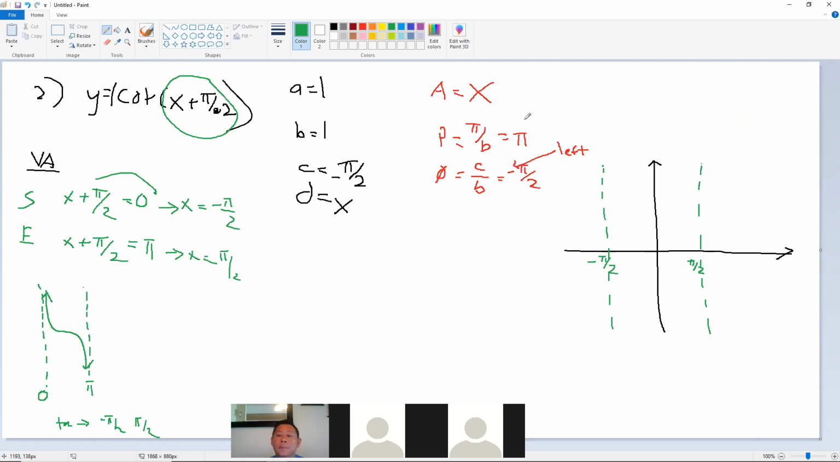And since your period is pi, in order for you to find the next one, you add pi to it. So half plus 1, this will be 3 pi over 2. And then this will become negative 3 pi over 2. So every time you want to figure out the next vertical asymptote, you take what you have and add your period. Always add the period that you found here. Then we know what is the next one to draw.